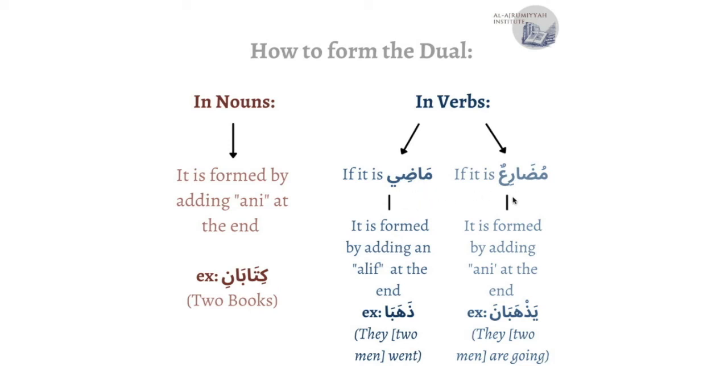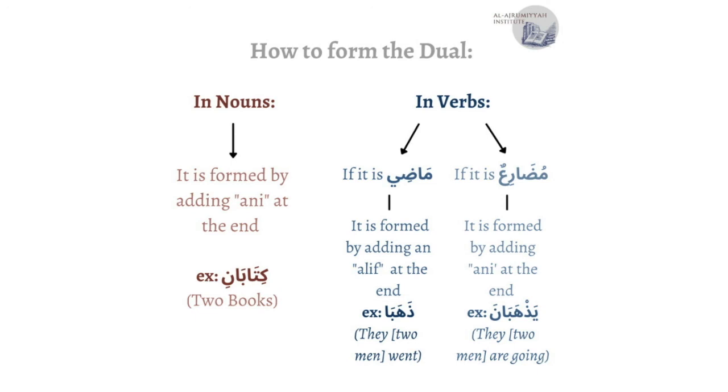In the mudari', it's also very simple. It is formed by adding ani at the end, just like in the noun. So I say yadhabu, which means yani he is going or he will go. If I add ani to that, it becomes yadhabani, they 2 men are going. Just like I say tadhhabu, which means she is going or will go. If I say tadhhabani, it means they 2 women are going or will go. So it's very simple. This is how you form the dual.